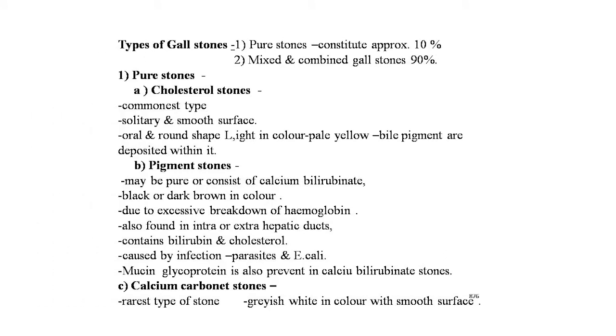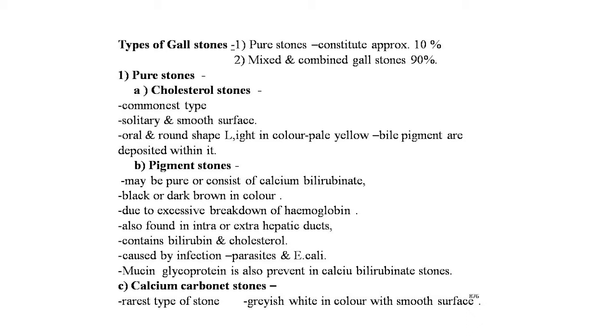Now the types of gallbladder stones are pure stones and mixed and combined gallstones. Pure stones constitute approximately 10% and mixed and combined gallstones contribute 90%. Pure stones, type A, are cholesterol stones. The commonest type, solitary with a smooth surface, oval, round shape, light in color, pale yellow, bile pigment is deposited within it.